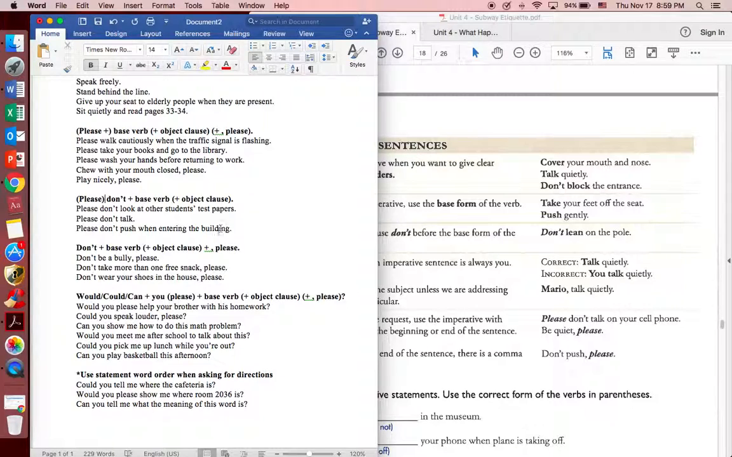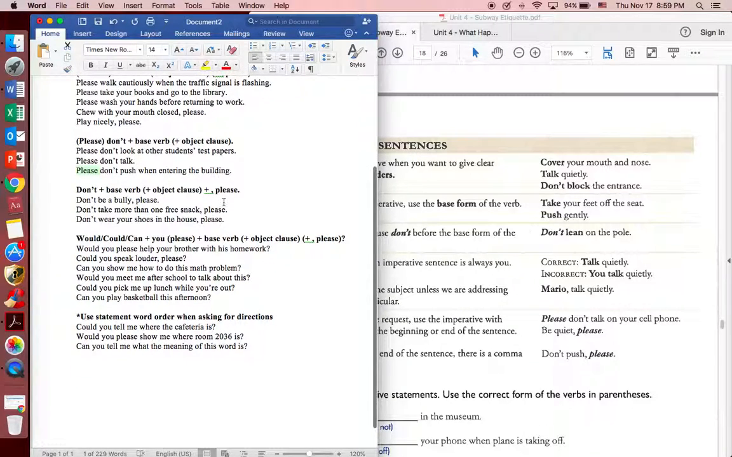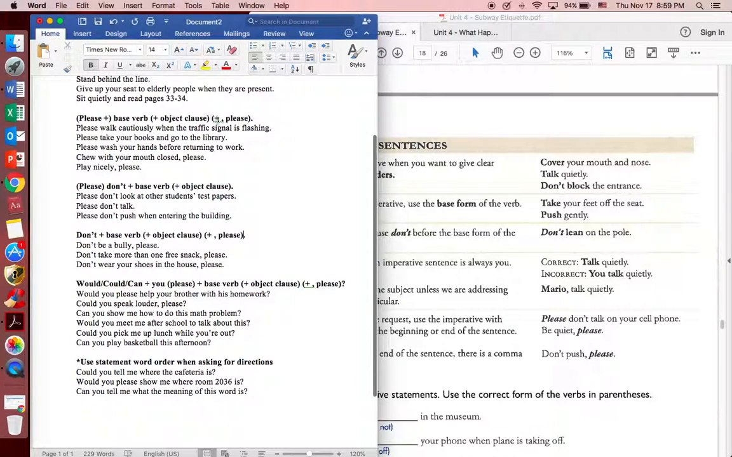Please don't push while entering the building. Or, more simply, don't push while entering the building. Again, we can put please at the end of the sentence. If it's at the end, whether it's positive or negative, we need that comma in front of it. Remember the space after a comma. Space not before a comma, but after a comma. Don't be a bully, please. Or, more simply, don't be a bully. Don't take more than one free snack, please. Or, again, more directly, don't take more than one free snack. Don't wear your shoes in the house, please. Or, don't wear your shoes in the house. Up to you.